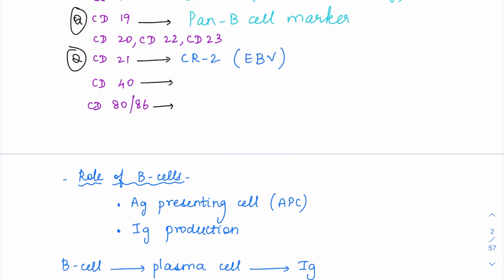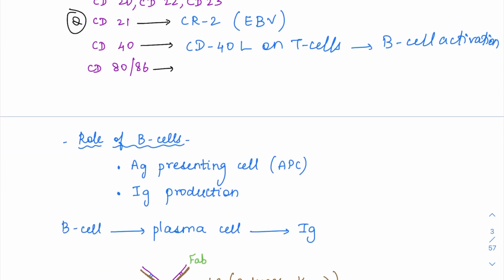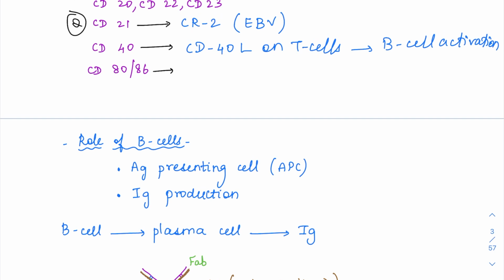Then we have the CD40 marker. CD40 is again present on the B cell. This CD40 is going to bind with the CD40 ligand present on the T cells. The ligand is present on the T cells. So the interaction of CD40 with the CD40 ligand on the T cell is going to cause B cell activation. Only when this interaction happens between the B and T cells, the B cells are going to get activated.